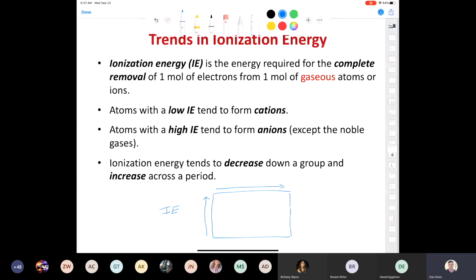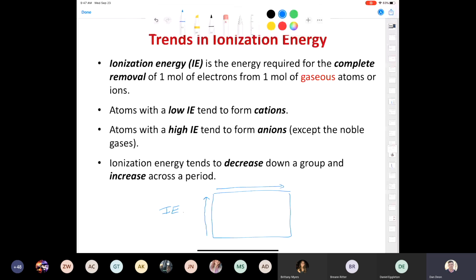So ionization energy. It says here that ionization energy is the energy that's required for the complete removal of 1 mole of electrons from 1 mole of gaseous atoms or ions. So if you're ripping electrons off, that's ionization energy.